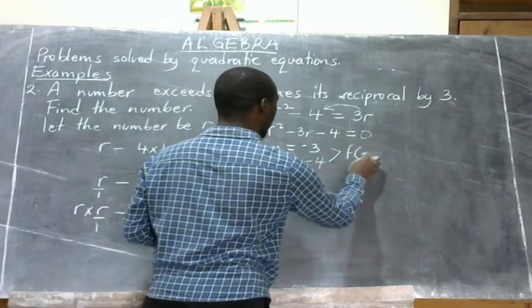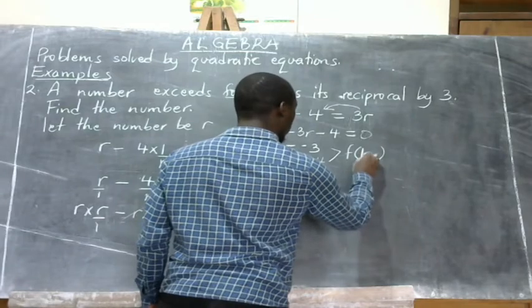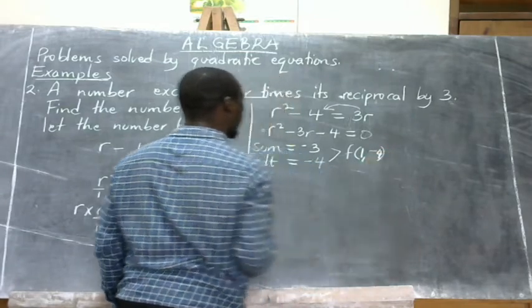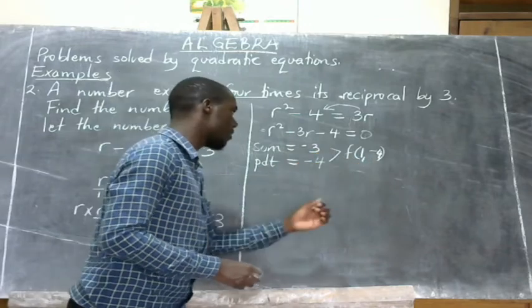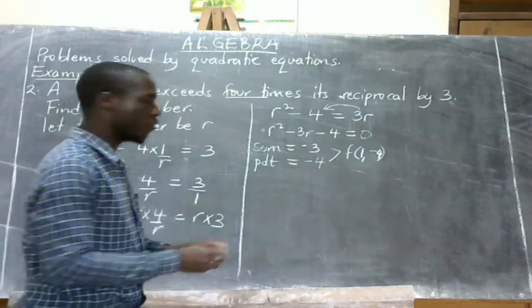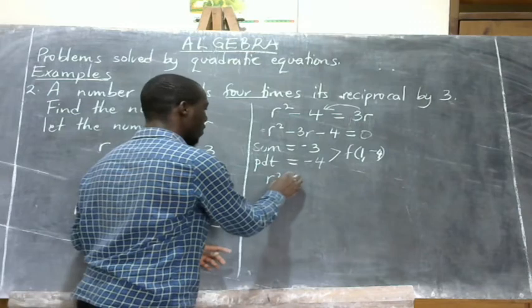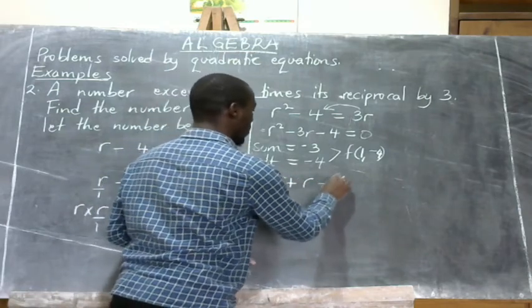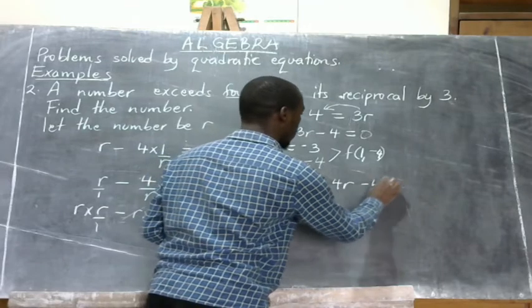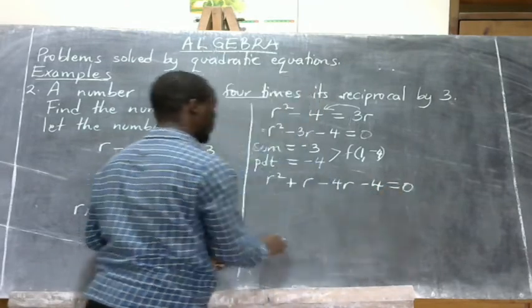The factors become 1 and negative 4. When I add them, I have negative 3. When I multiply them, I have negative 4. So this is going to be r squared plus r minus 4r minus 4 is equal to 0.